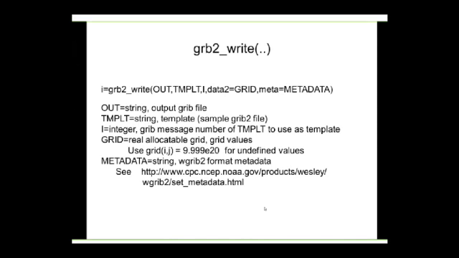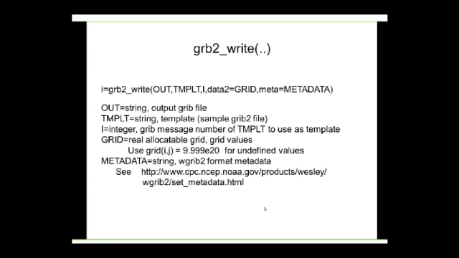For the grid, you have to use allocatable arrays, like the grid read, and you have to use 9.99E20 for undefined values. Metadata is a string. This is supposed to be in a loop for all the variables. Yes, this writes one grid, one message, one record. This is one grid.